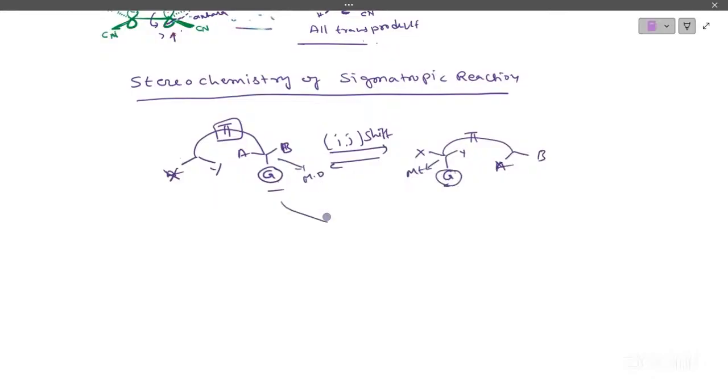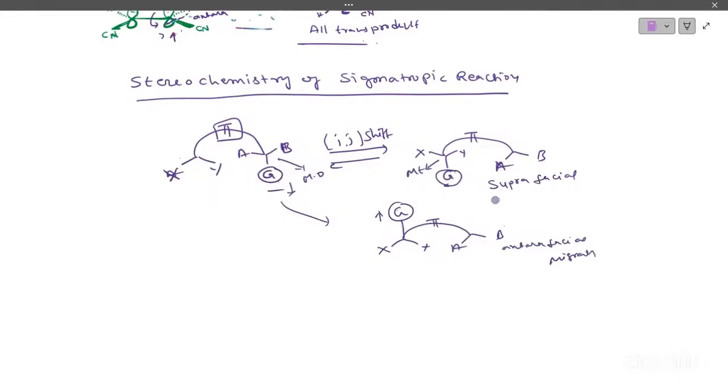Or otherwise, after migration, the group is migrated above to the previous place. Previously, it is existing in the bottom, down position. After migration, it reached the topmost position. Now, this migration is called suprafacial migration. This migration is called antarafacial migration.